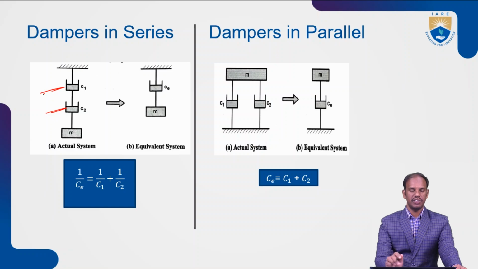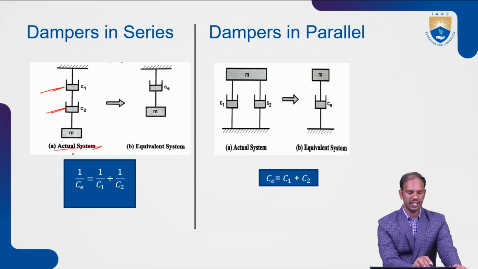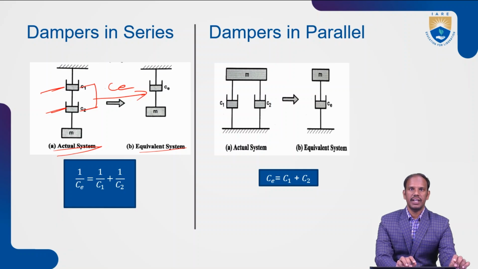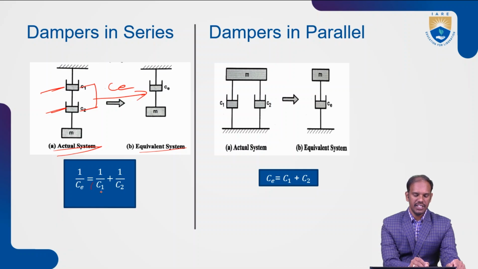The fluid section is like a container and a piston. Here a mass has been suspended from the series system, the actual system, and the equivalent system. We can see that C1 and C2 are merged into the equivalent CE. For dampers in series, 1 by CE, the equivalent damping, is written as 1 by C1 plus 1 by C2, where C1 is damper 1 and C2 is damper 2.